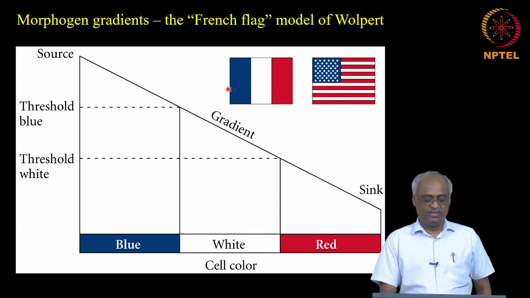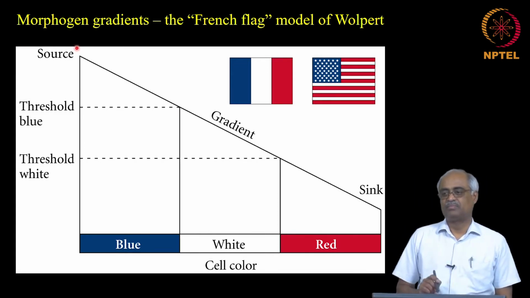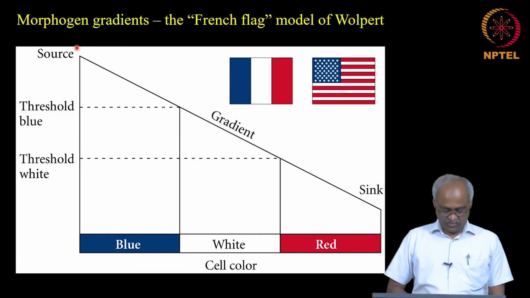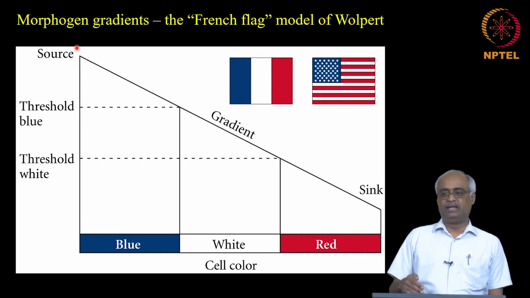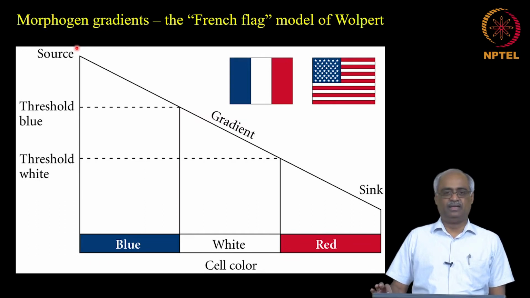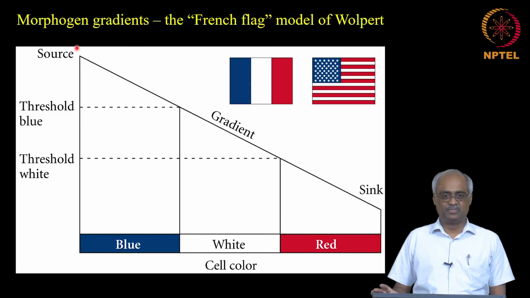So the key word before we even start is this word morphogen. Morphogens are molecules whose activity is directly dependent on their concentration. So at different concentrations they will have different effects. That is the hallmark of a morphogen. A morphogen will not have the same effect at different concentrations.